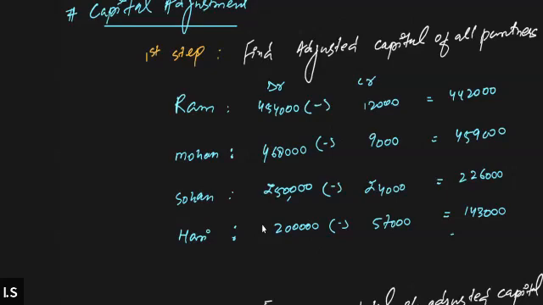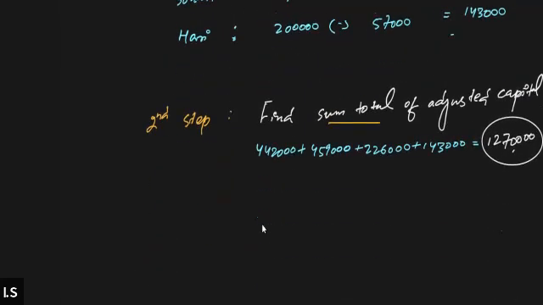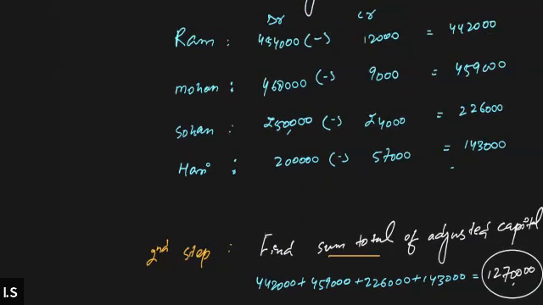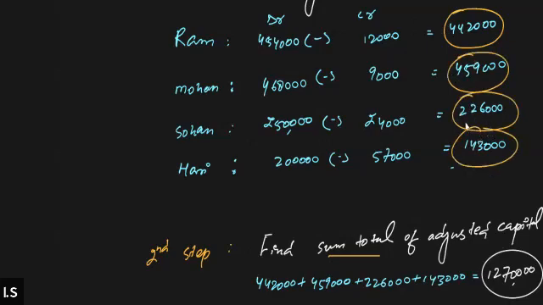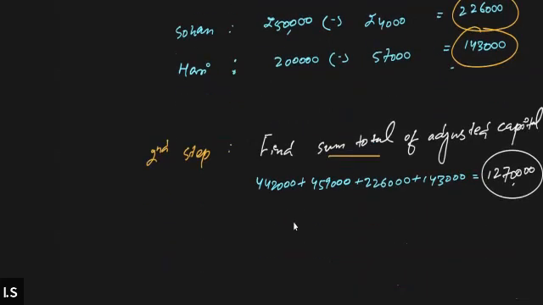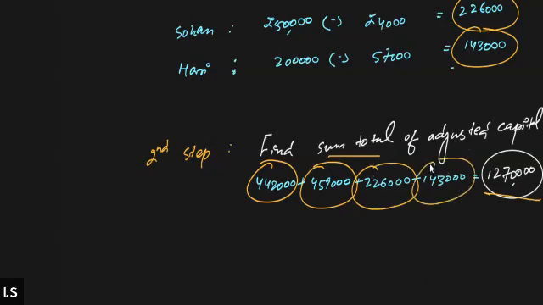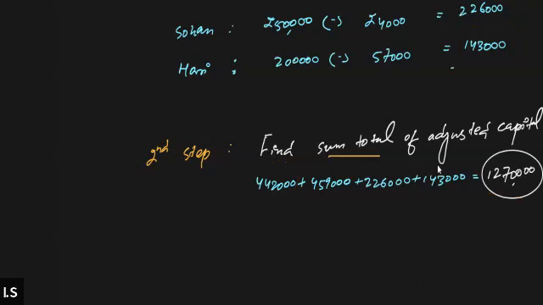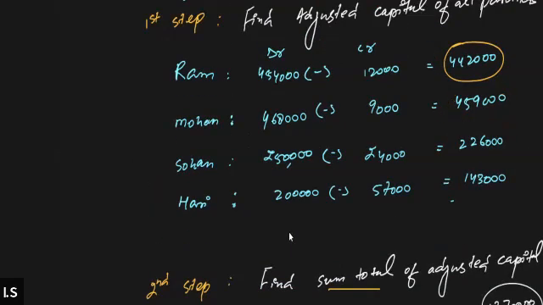Now we need to start with the second step. The second step is to total the adjusted capital. Whatever adjusted capital we have got in the first step, 4,42,000, 4,59,000, 3,81,000 and 1,43,000, we just need to total all these values, and by adding them we should get 12,70,000. Tell me if it is clear.